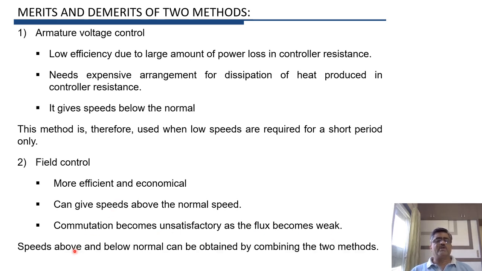And if we want speeds both above and below normal, then both can be obtained by combining the two methods, that is, the armature voltage control method for speeds below normal and the field control method for speeds above normal.